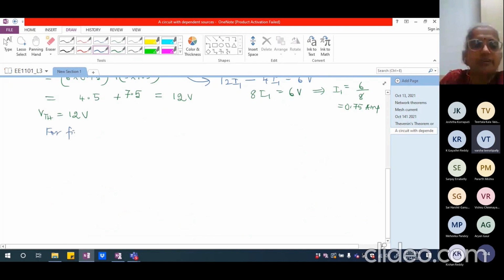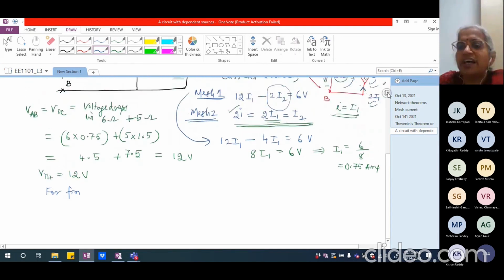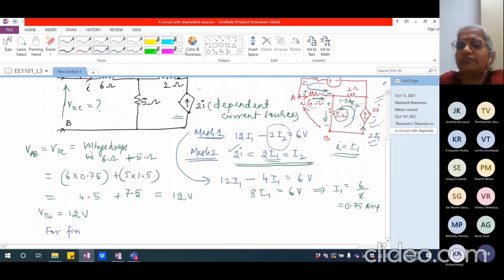Ma'am still didn't understand the mesh 2 equation. Ma'am still didn't get how did you write the mesh 2 equation. We have not written the KVL. All we have looked at is whether we are able to express this current in terms of anything else, which is a known quantity. That's all we have done. We have not really written the mesh equation. Yeah. But how can we write 2I1 is equal to I2?